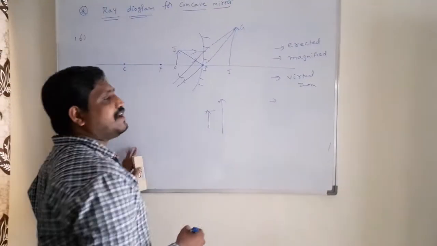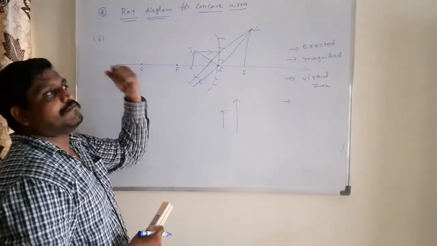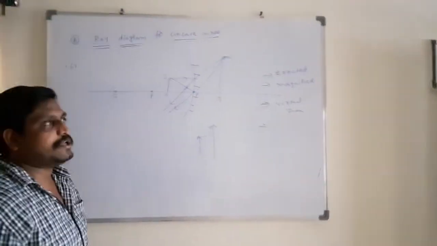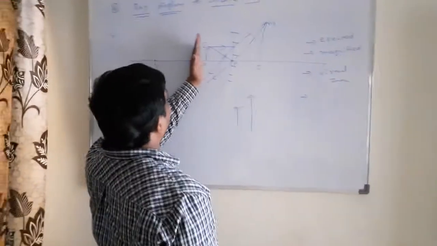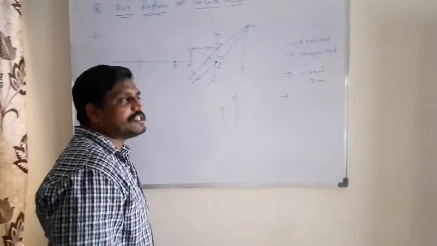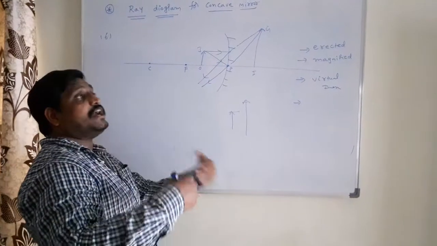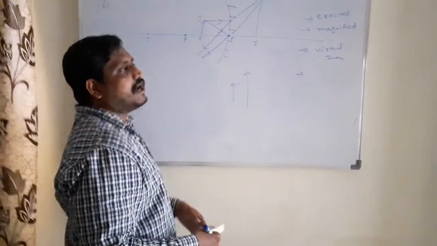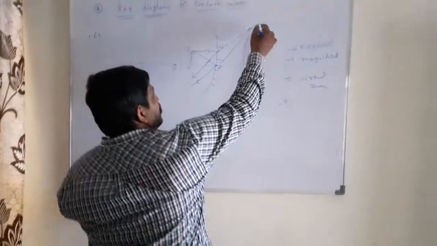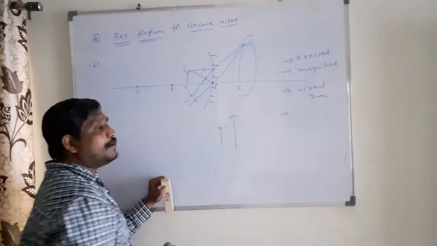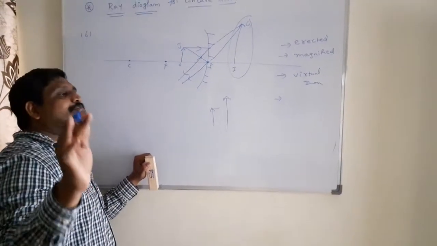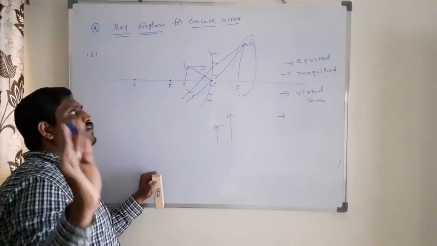In the previous 5 cases, object in left side of the mirror and image also left side in the mirror, that is also called in front of the mirror. But here, object is in front of the mirror, image formed behind the mirror. That means object in left side of the mirror, image formed in the right side of the mirror. Once again I repeat, image is formed on right side of the mirror.